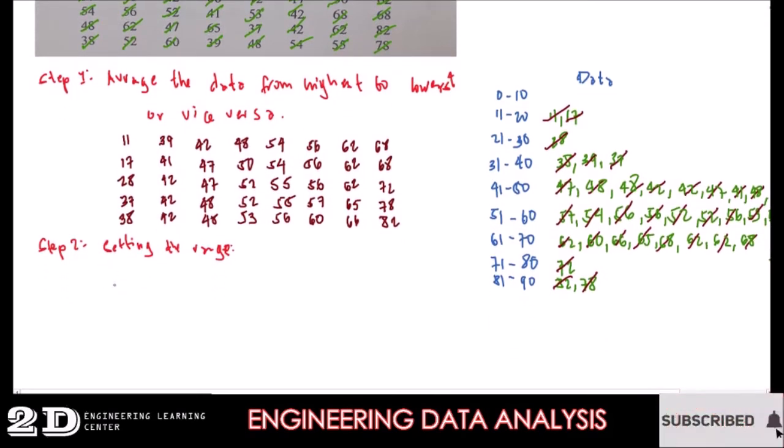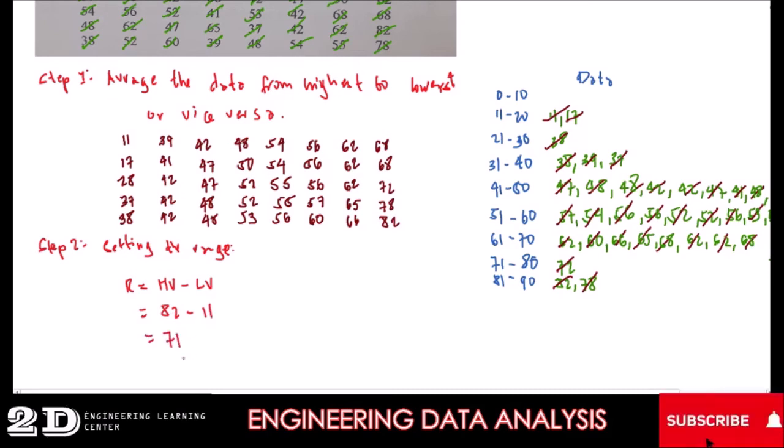So in getting the range, we must write here the formula. R is equal to the highest value, HV, minus the lowest value, or the highest score minus the lowest score. In our example, the highest is 82 and the lowest is 11. So we have 82 minus 11, that will be 71. Okay, so that is how we are going to get the range.